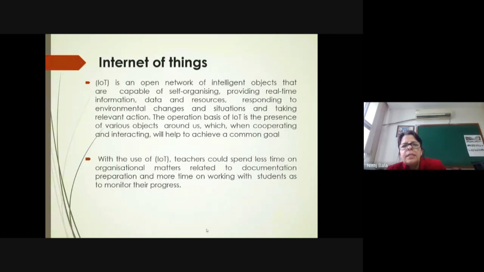Now, how can IoT be used by teachers? If you are utilizing IoT, then teachers would spend less time on organizational matters related to documents. So, if you introduce IoT, the documentation work can be reduced and more time can be spent on working with students to monitor their progress.